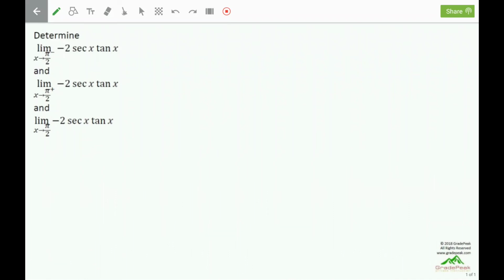Determine the left-sided limit and the right-sided limit and the two-sided limit as x approaches pi over 2 of negative 2 secant x tangent x. Each of these involves the limit as x approaches pi over 2 of negative 2 secant x tangent x. The first thing to do is try plugging pi over 2 in for each of the x's.